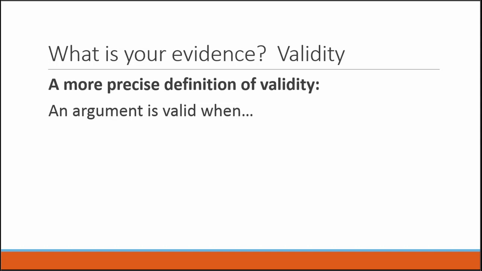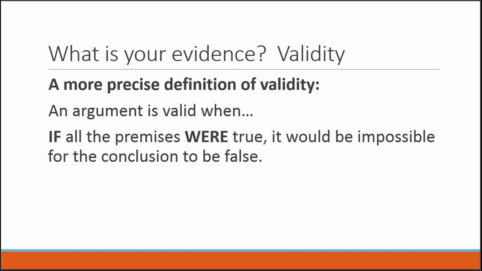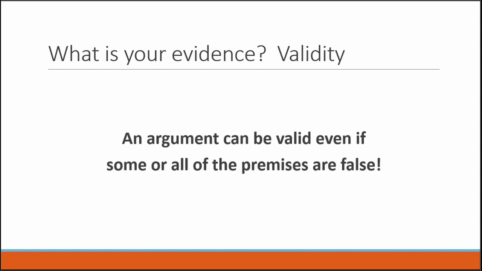An argument is valid when, if all the premises were true, it would be impossible for the conclusion to be false. Now, look at the way I phrased this. I'm not saying that all of the premises have to be true. And this is an important point. An argument can be valid even if some or all of the premises are false.